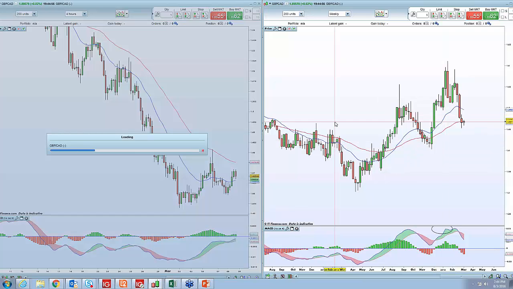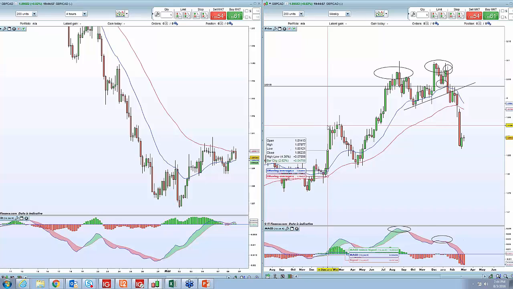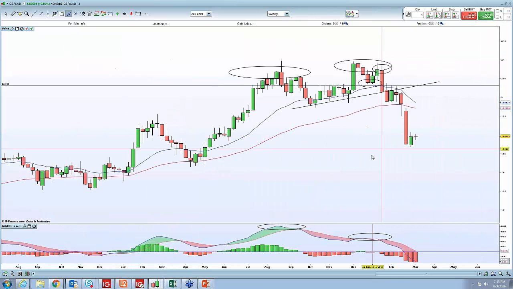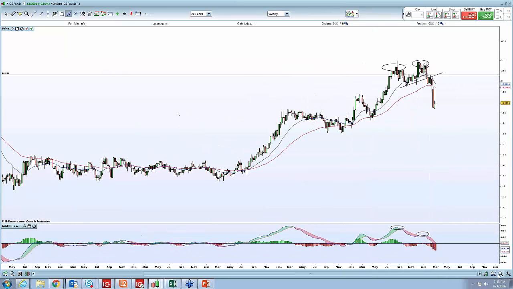You guys got any other currency pairs you want me to cover? But these are the nicer trending ones for the moment. So if we look at Pound Cat, let me zoom out a bit.